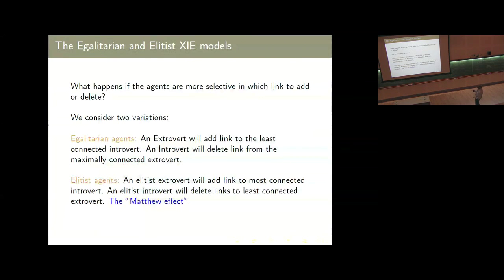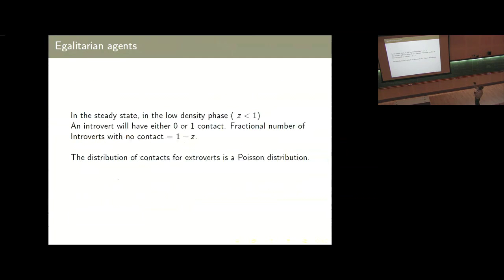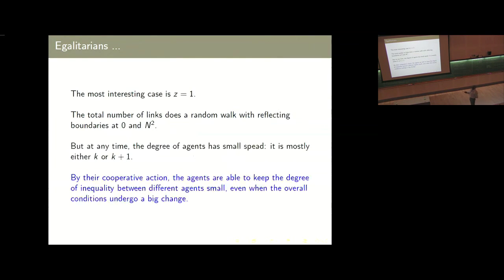Elitist agents, and so I already told you what are the elitist and egalitarian. So for the egalitarian agents in the steady state, we can work out. It turns out that if Z is less than 1, an introvert will have either 0 or 1 contact, and the fractional number of introverts is 1 minus Z. You can tell what are the distributions. The most interesting case is at the point of phase transition, which is Z equal to 1.